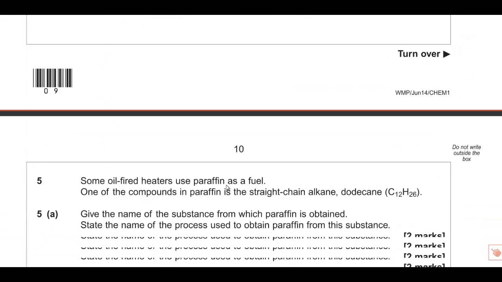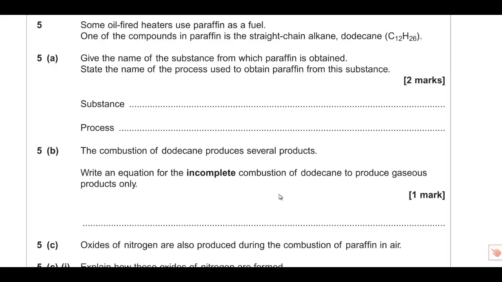We're on to question 5. Some oil-fired heaters use paraffin as a fuel. One of the compounds in paraffin is the straight chain alkane dodecane. Give the name of the substance from which paraffin is obtained, and state the name of the process used to obtain paraffin from this substance.